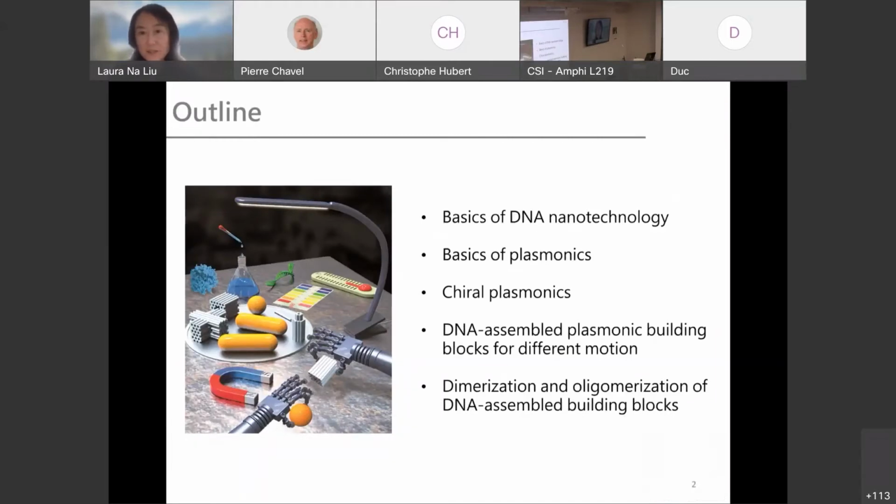I was asked to cover some basics. As you see from my outline, I will first give the students some overview of the basics of DNA nanotechnology, plasmonics, and chiral plasmonics as well. Then I will show you several examples of DNA-assembled plasmonic building blocks for different motion. And in the end, I will also give you some perspective regarding the oligomerization of these DNA-assembled building blocks for collective motion. So I will start with the basics about DNA nanotechnology first.